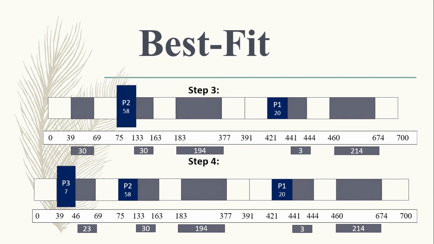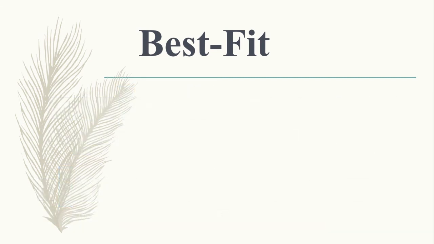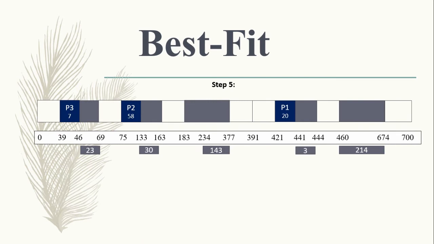Next, we insert process 4 with the size of 51. The best suit for the empty space here is here, 194. So, we insert process 4 here. 183 plus 51 is equal to 234. The balance 377 minus 234 is equal to 143.